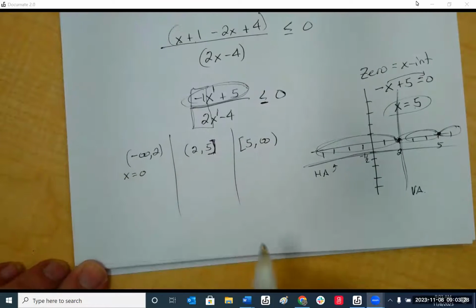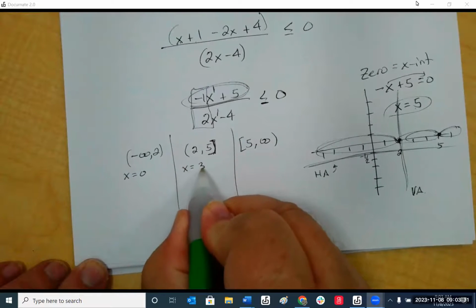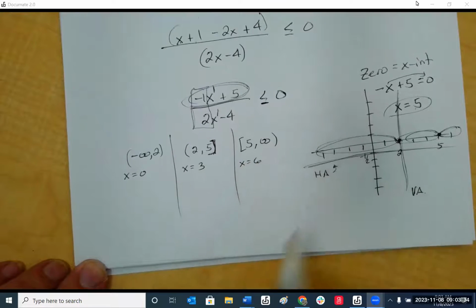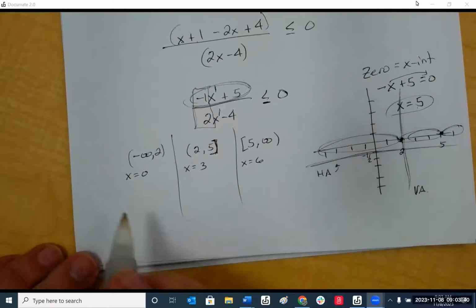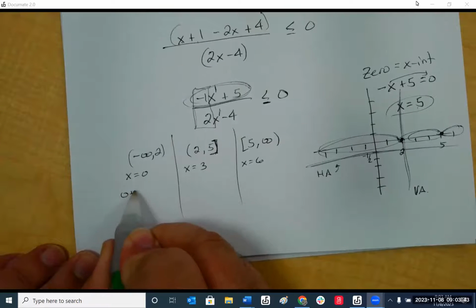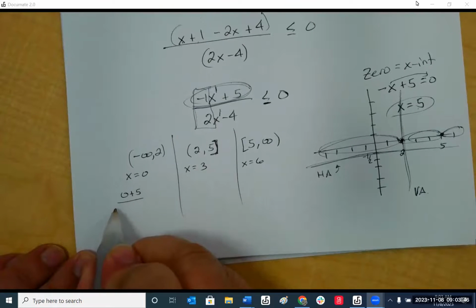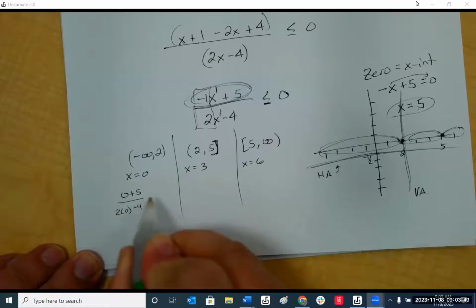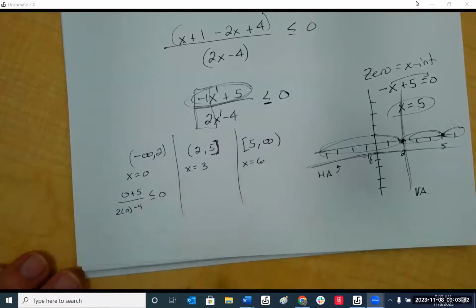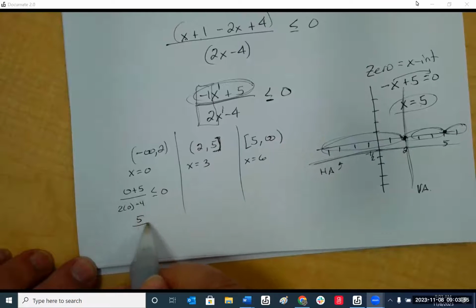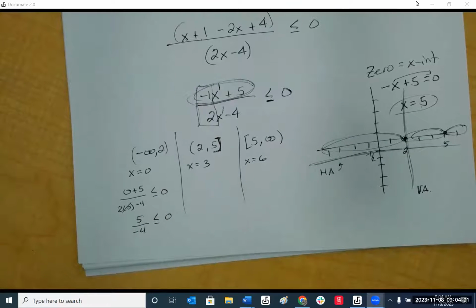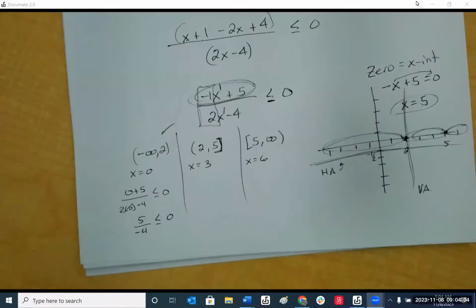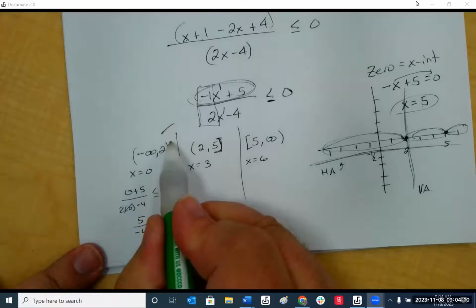For this first one, I use 0, 3, and 6. So we have 0 plus 5 over 2 times 0 minus 4, which gives us +5 over -4. Is that less than or equal to 0? Yes. So we can use this interval.